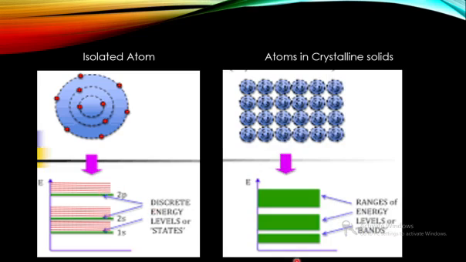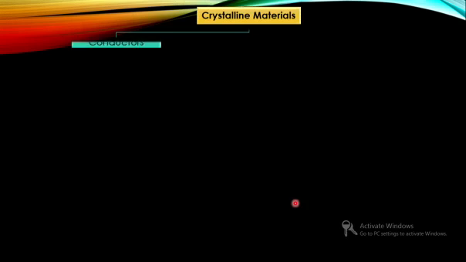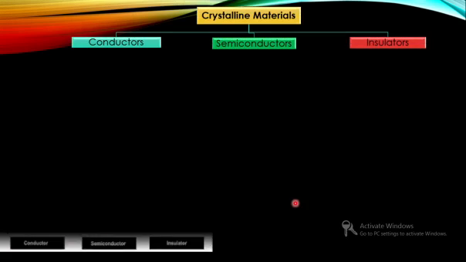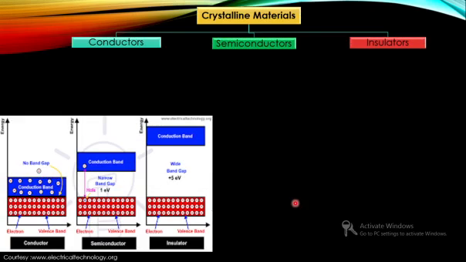If you add any number of atoms, there are certain energy levels which are not occupied by any of the electrons. Those are called band gaps. So there are gaps between the adjacent energy bands. We will be distinguishing conductors, semiconductors and insulators on the basis of how much the band gap is between them.